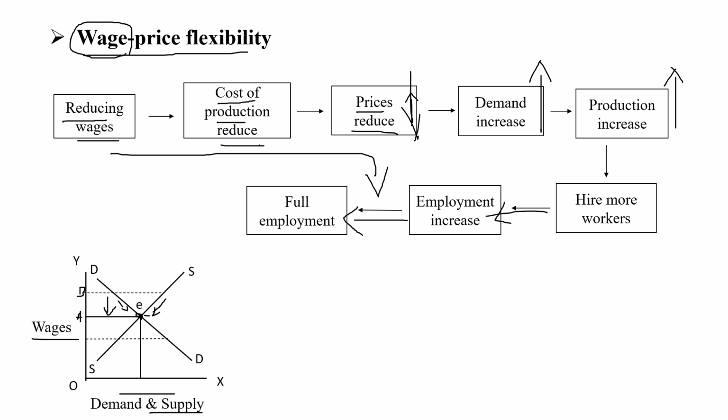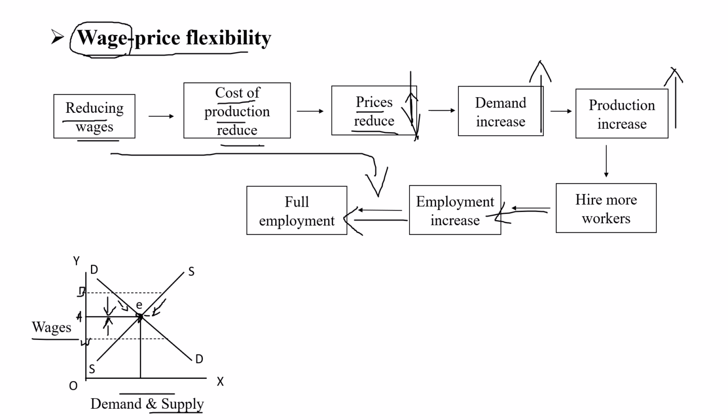Same thing in the case of a lower wage rate, at the OW level of wage rate. At the lower wage rate, demand for labor is more than supply, so the wage rate will increase, then supply will increase and demand will reduce. So through cutting or increasing the wage rate, the equilibrium point is created at the full employment level.